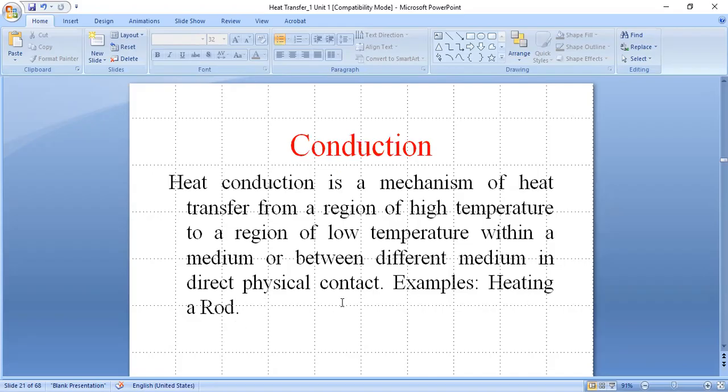Example: heating a rod. If you are standing in front of a fire holding a rod in your hand, heat continuously transfers along the rod and then to your hand. That is the mode of conduction. Conduction especially depends on Fourier's law of heat transfer.